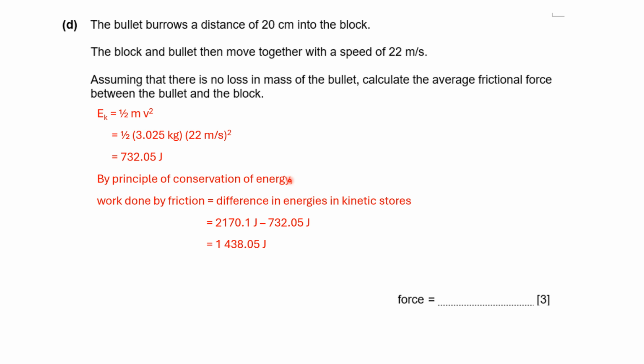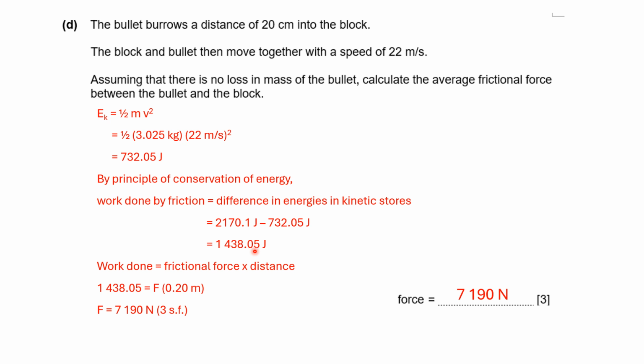By the principle of conservation of energy, the work done by friction is the difference in the energies. We started off with 2170.1 joules in the kinetic store of the bullet and 0 in the block. In the end, we had 732.05. So that difference here must have gone somewhere. And remember, transfer of energy being work means that friction must have transferred the energy somewhere. So this 1438.05 joules transferred somewhere is the work done by friction.